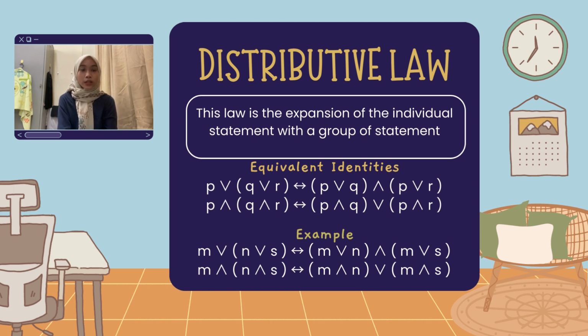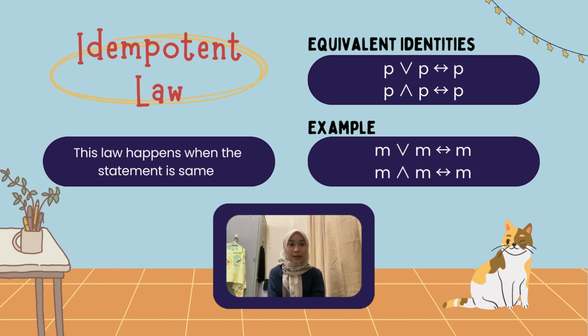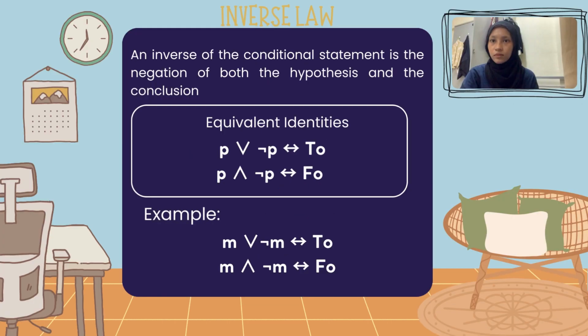Distributive law. This law is the expansion of the individual statement with a group of statements. As you can see, P and (Q or R) will expand to be equivalent with (P and Q) or (P and R). Idempotent law. This law happens when we have the same statement. For example, P and P is equivalent with P, and P or P is equivalent with P.